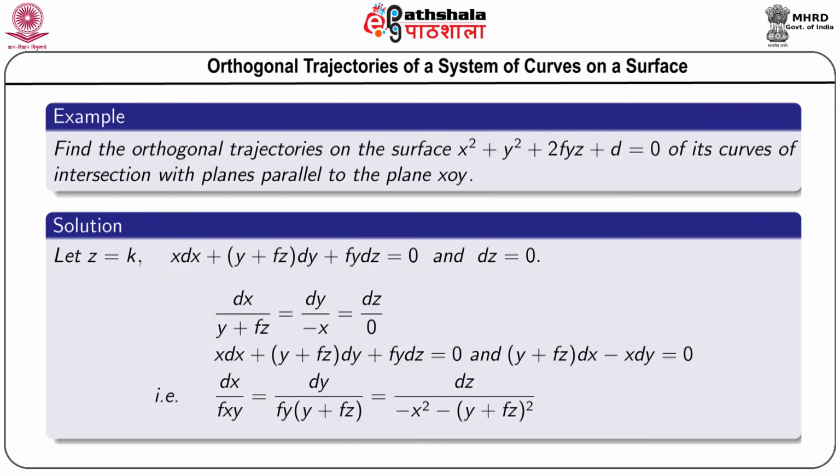Suppose we have a surface x square plus y square plus 2fyz plus d equals 0, and the system of curves are represented by this surface and the intersection of this surface with the xy plane. That means the equation of the system of curves is represented by z equals k and this surface, that means x square plus y square plus 2fyz plus d equals 0.